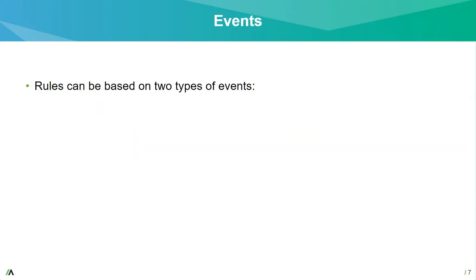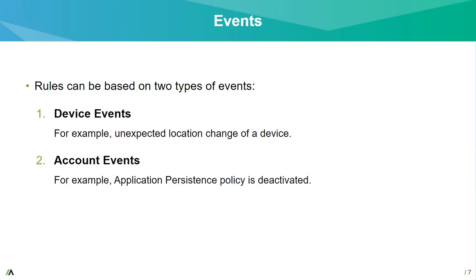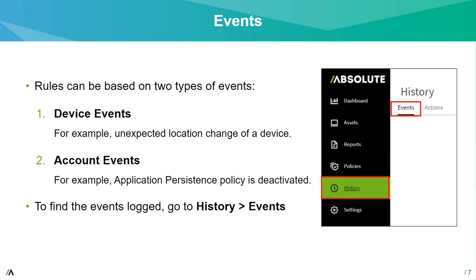Absolute logs every event that occurs with your device and account. They can be categorized into two sections. There's device events, such as location changes, hardware changes, and system information changes. And then we have account events, such as a persistence policy is deactivated, an account user role changes, or there's an authentication-related event. You can create a rule based on any of the events logged in the events page in the history area. A list of all events logged by the Absolute console is also available in the help.